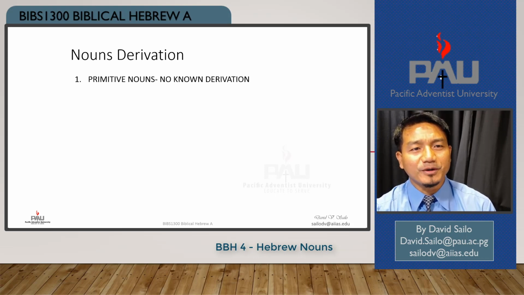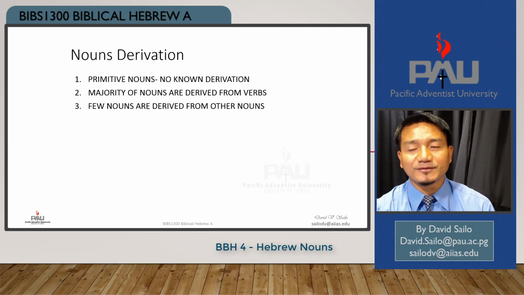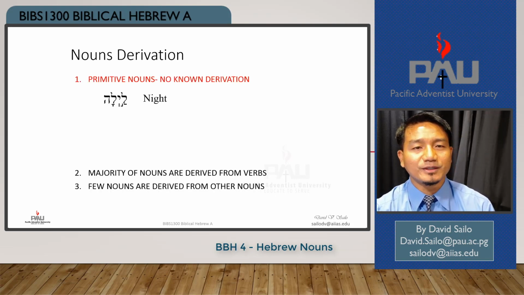Number one, we have primitive nouns. And then second, we have the majority of the nouns that are derived from verbs, and few nouns are derived from other nouns. Let's look at primitive noun, which is a noun where we don't know how it evolved. They are just there, and we just have to learn.